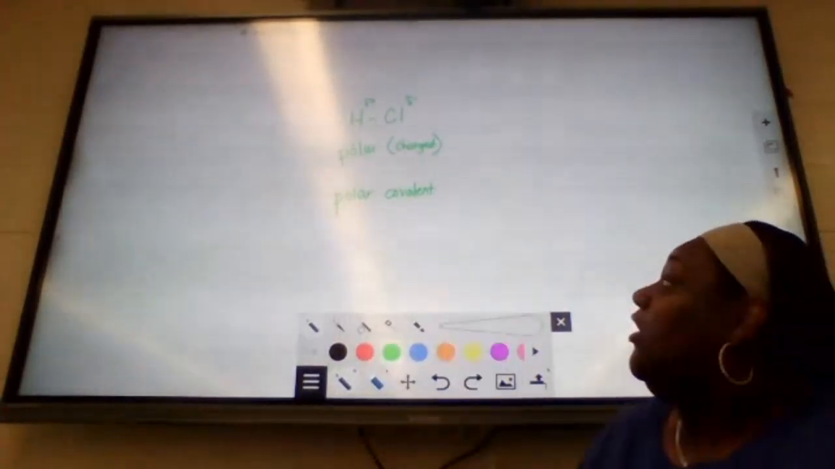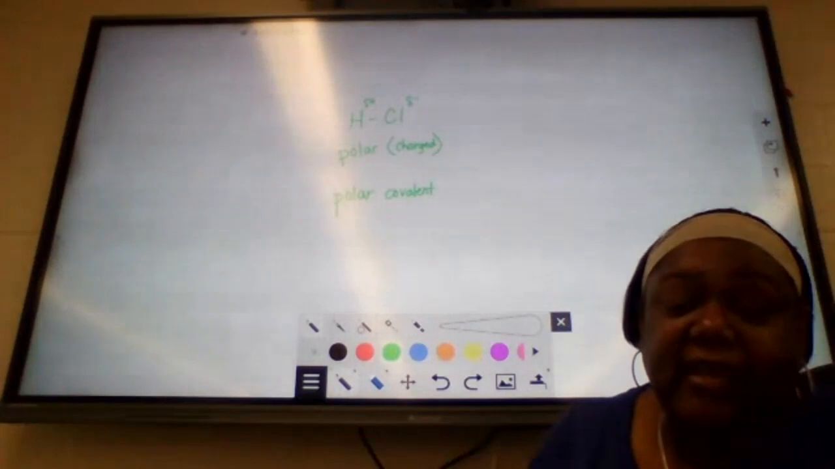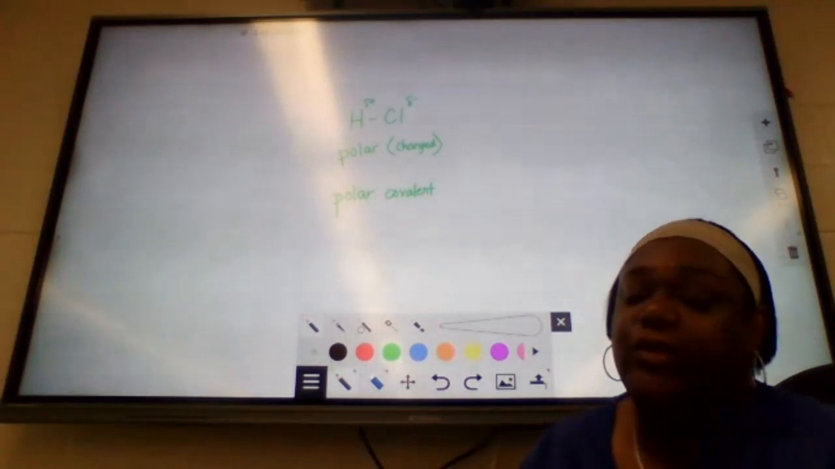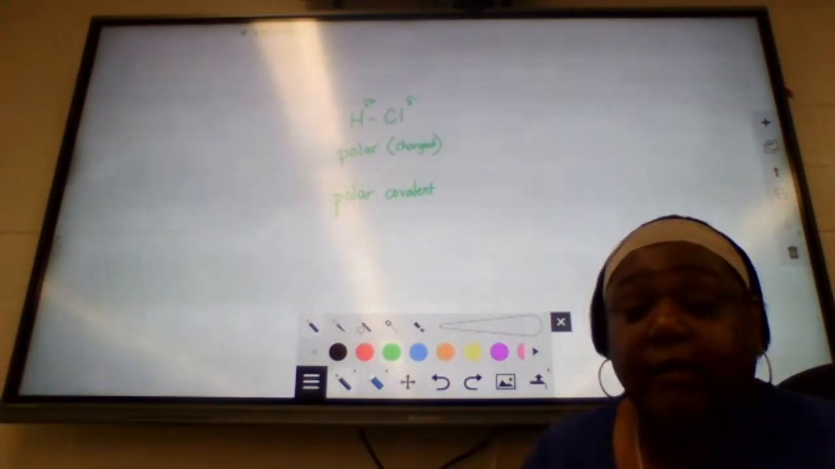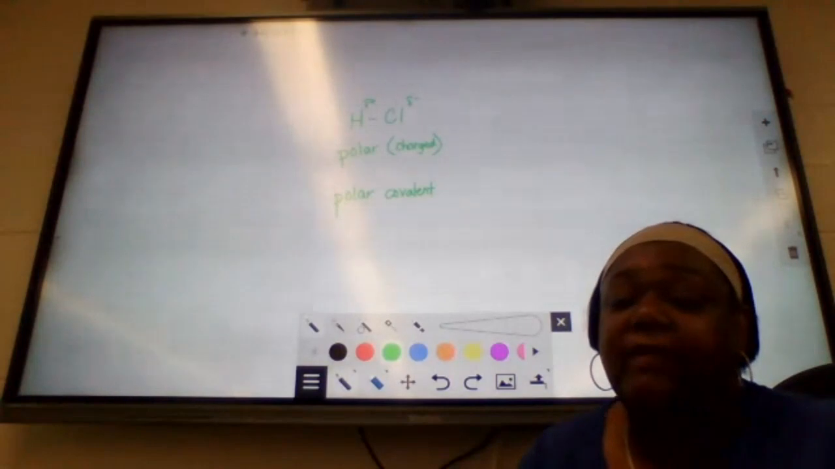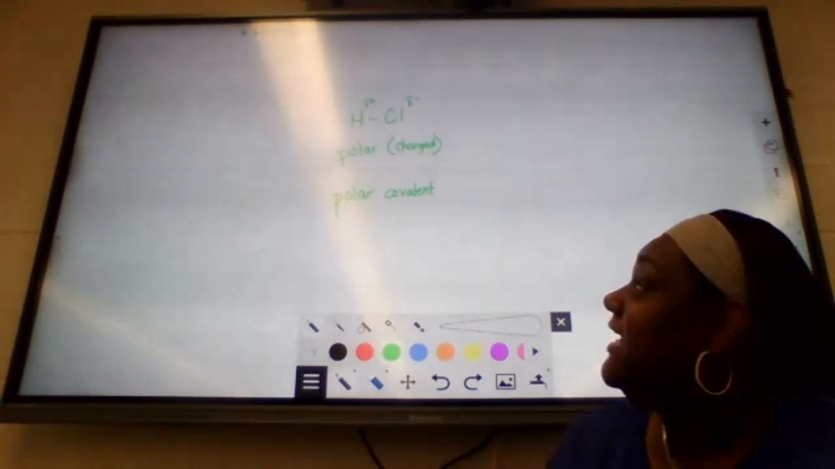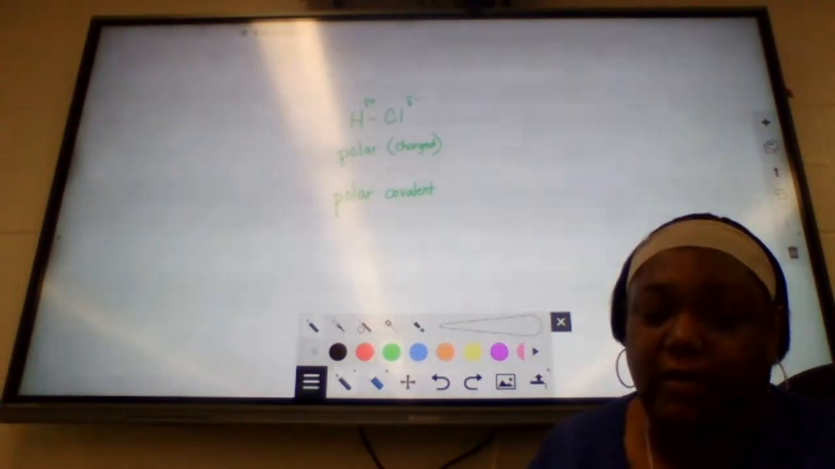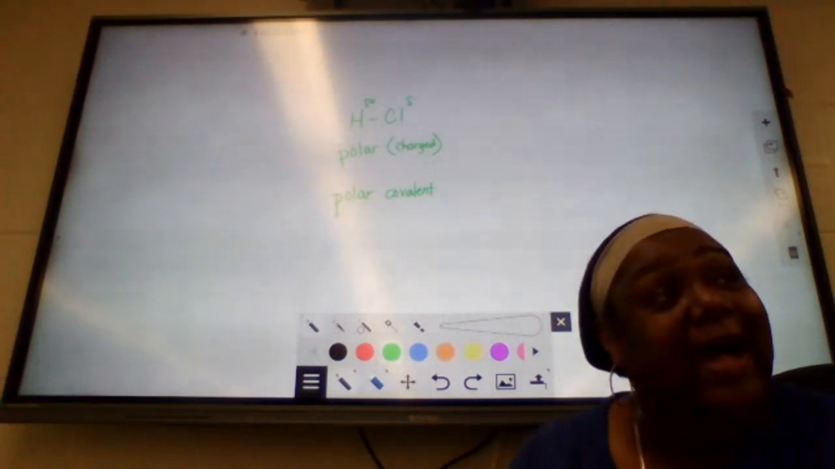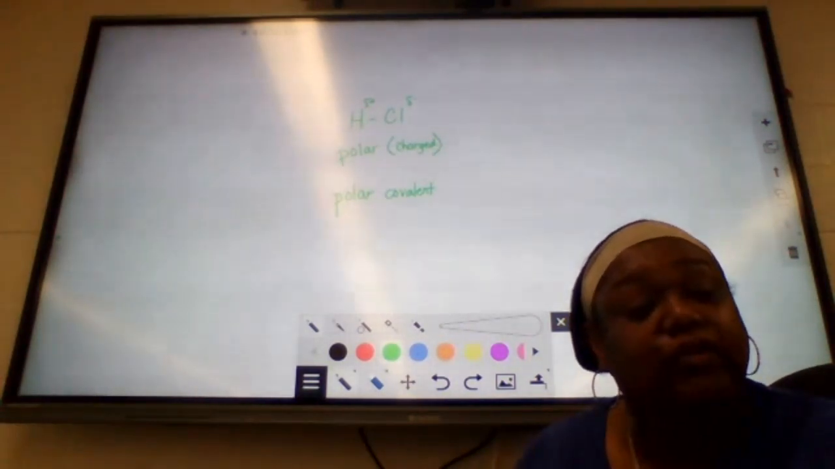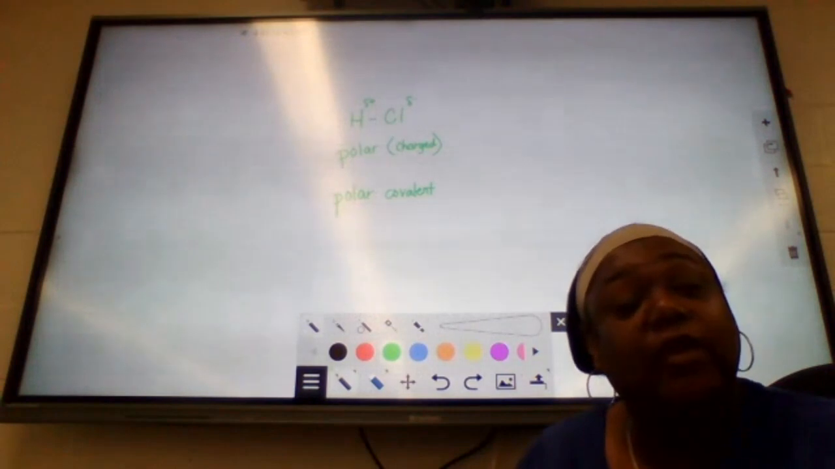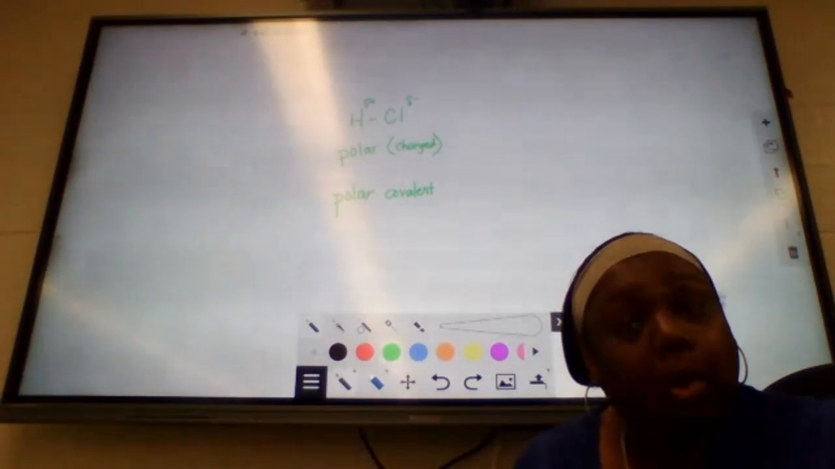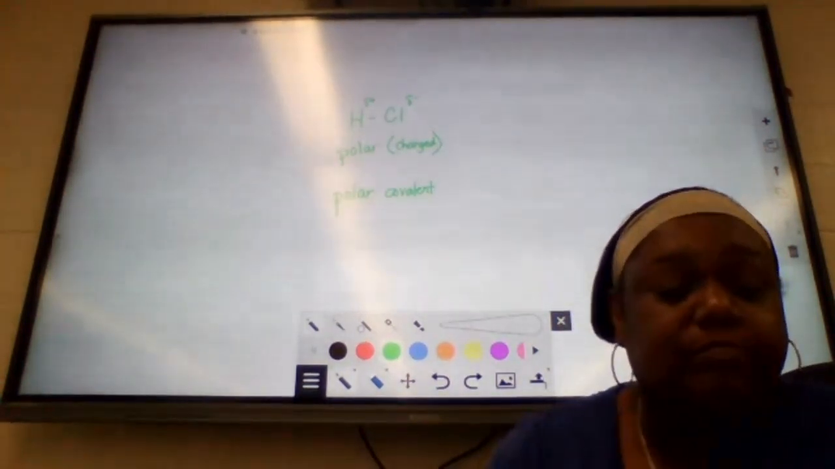And again, how do you know which one's going to be partially negative and partially positive? Well, the answer is the element that has the highest electronegativity. If you'll remember, when we talked about periodic trends, electronegativity measures how much the atom loves the electrons. How close does the atom pull the electrons to itself? We find that the most electronegative element on the periodic table is fluorine. And the smaller an atom is, the more electronegative it is going to be.